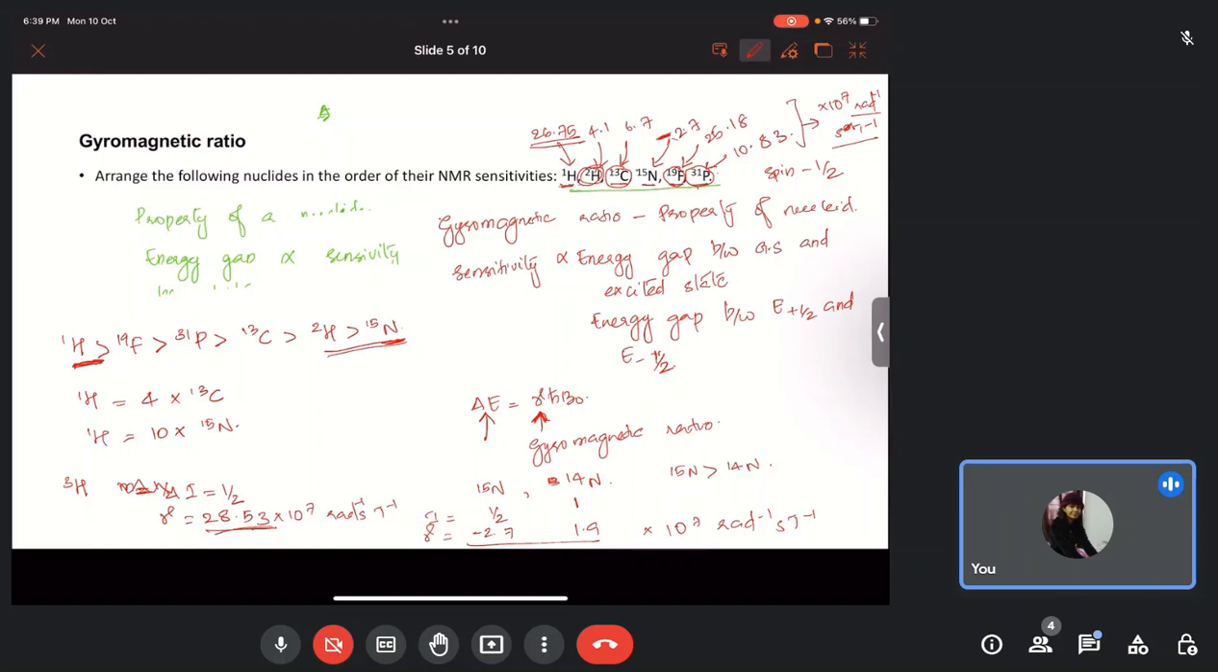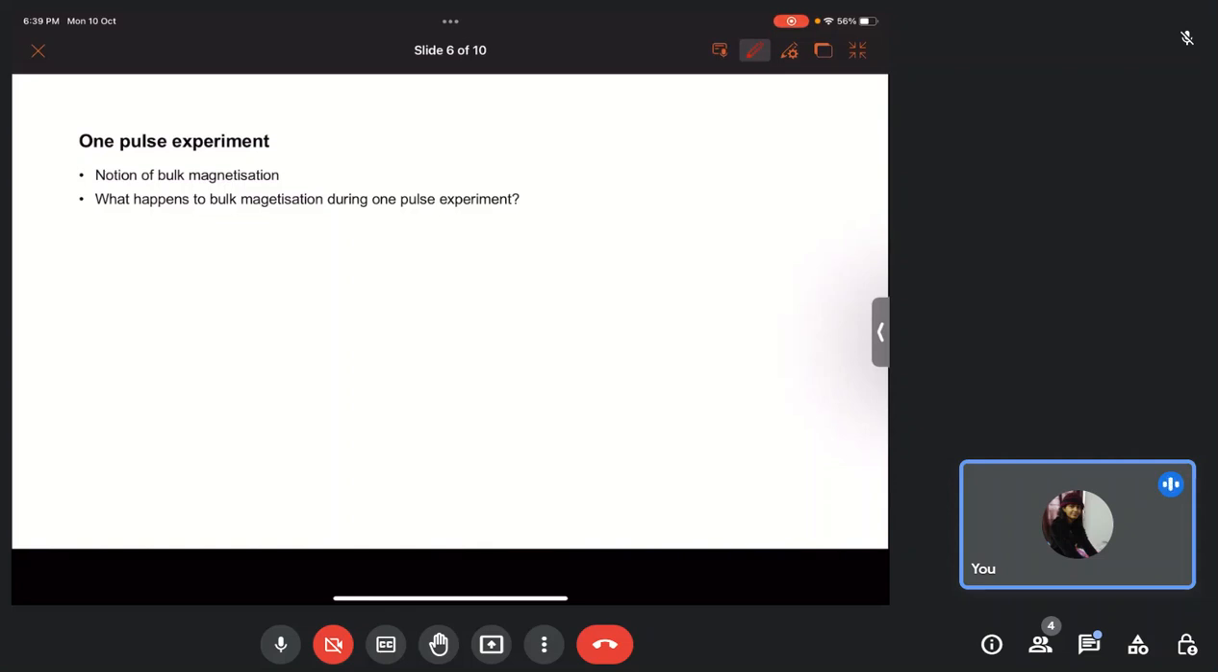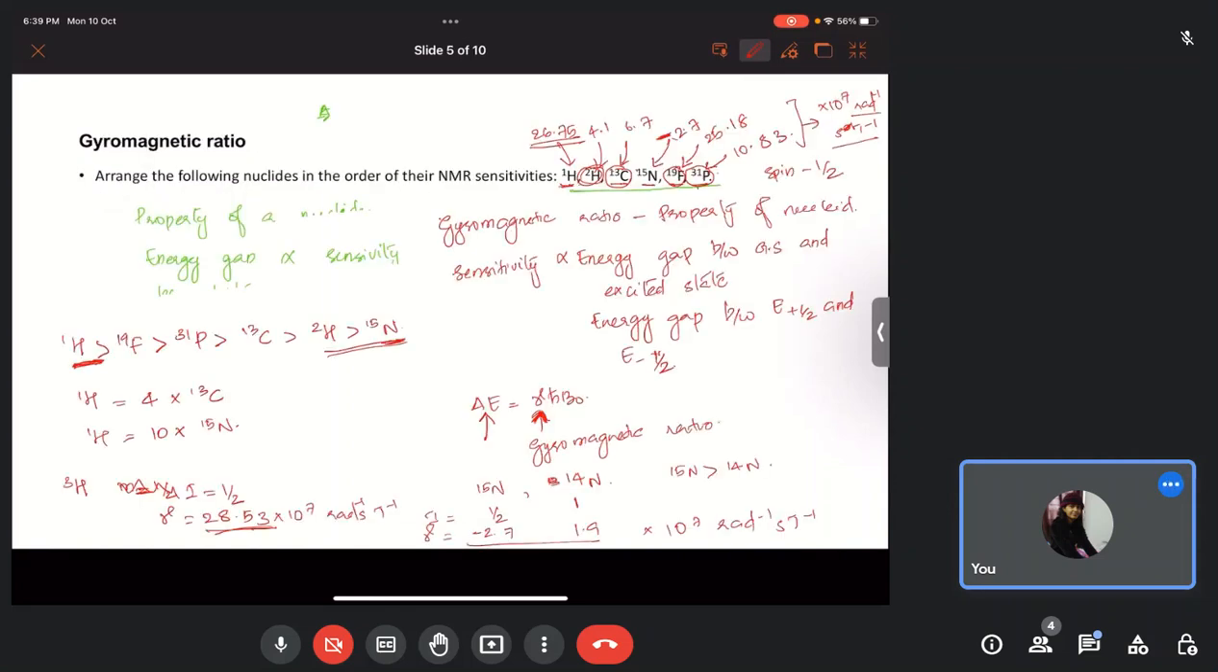The sensitivity is directly proportional to the energy gap between the two states, and the energy gap is directly proportional to the gyromagnetic ratio. So the NMR sensitivity varies based on the gyromagnetic ratio of different nuclei. That's how this particular problem ends.